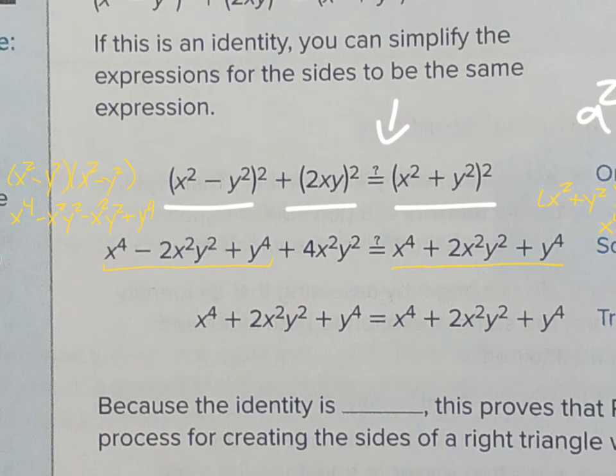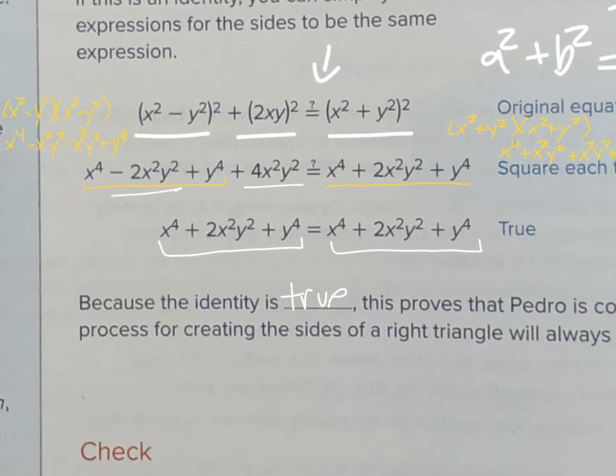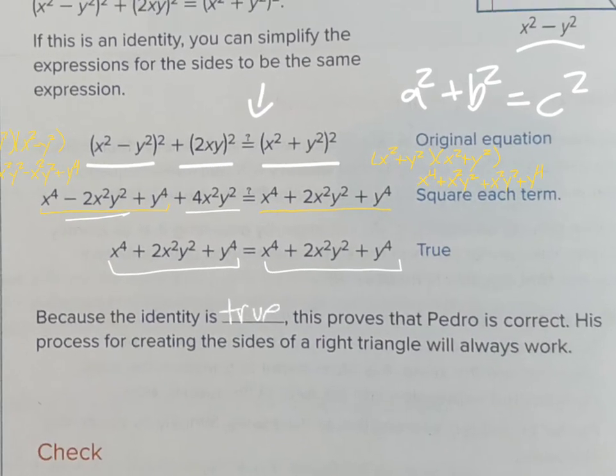The other leg he's saying is 2xy. So then we square that. Make sure you square the 2 also, and then you get 4x squared y squared. Does that make sense? All right, then you look for some like terms. We got the negative 2x squared y squared and the positive 4x squared y squared. Add them together. Sure enough, he was right, because now both sides say the same thing. And because this identity is true, this proves that Pedro is correct. His process for creating the sides of a right triangle will always work.